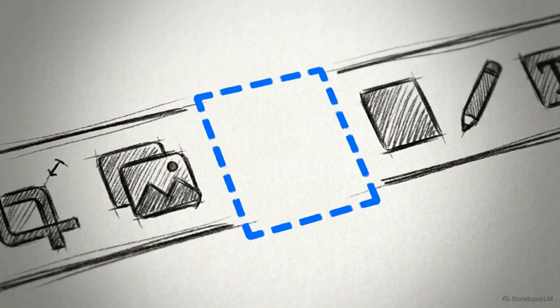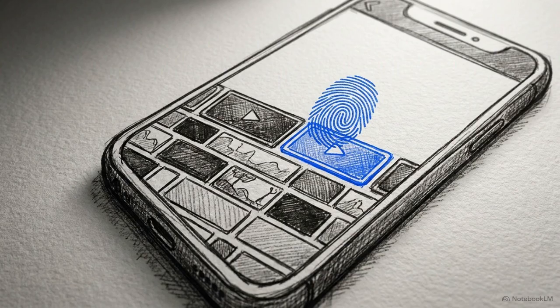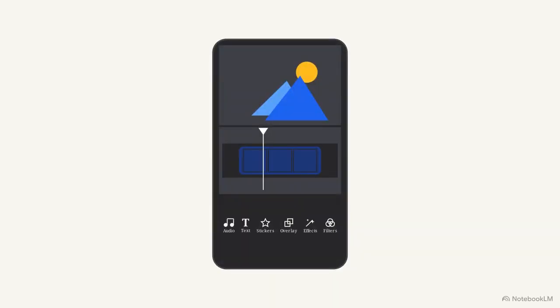However, you'll notice that fundamental tools like split or speed aren't visible here. This is where most people get stuck. To find those tools, you have to tell the app which specific piece of media you want to change. Tap the clip itself in the timeline to select it. Notice how the interface changes.